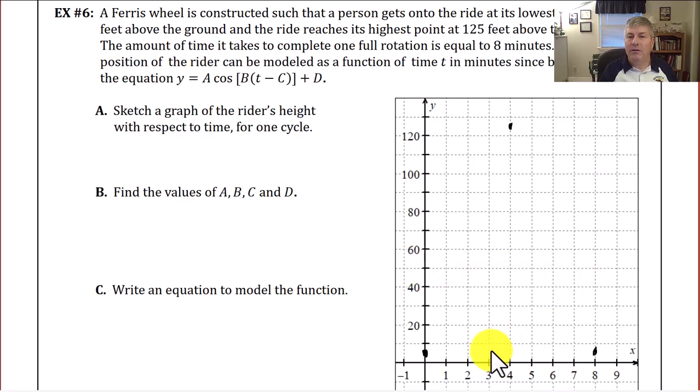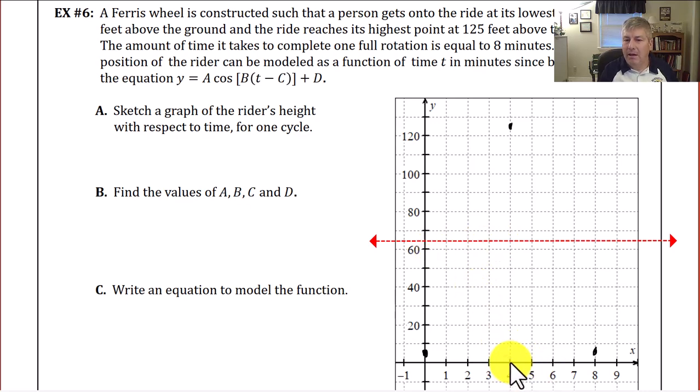What we need to do is to find our midline. So we go a total of 120, so 60 feet, we're going to split the difference here, and our midline is going to be at 65 feet. So I put my midline in at 65 feet, right, an amplitude of 60 above the 5 and 60 below our maximum. So we've got our midline.